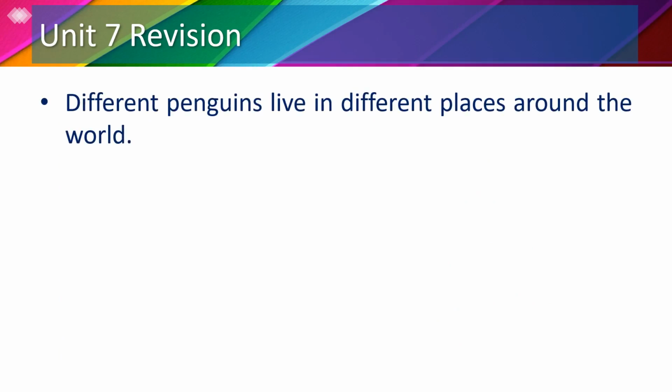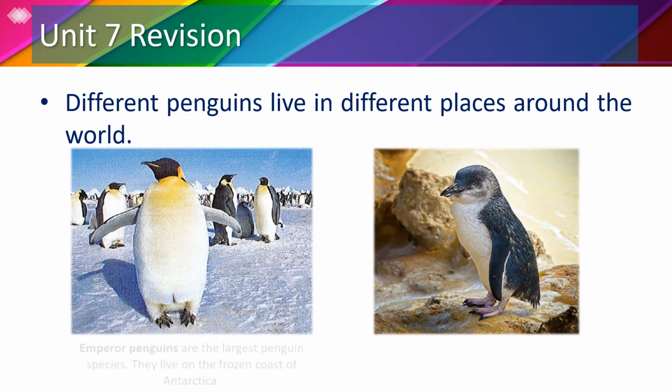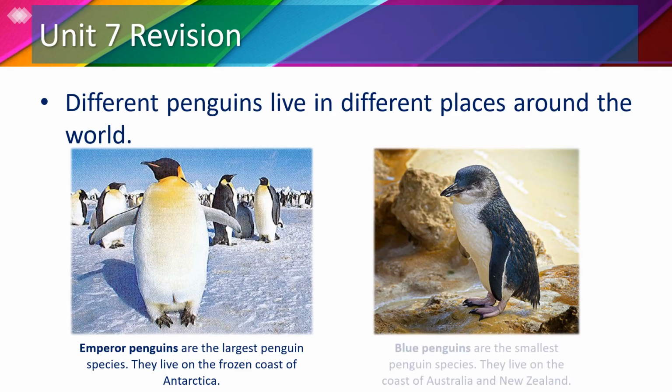We also said that different penguins live in different places around the world. We mentioned 2 examples, the emperor penguins and the blue penguins. Emperor penguins are the largest penguin species. They live on the frozen coast of Antarctica in the polar zone. And blue penguins are the smallest penguin species. They live on the coast of Australia and New Zealand in the temperate zone.